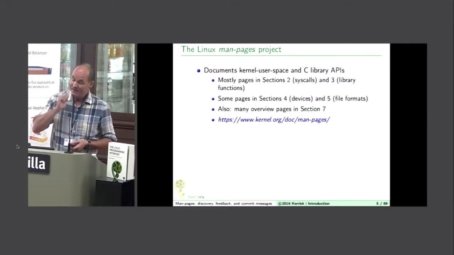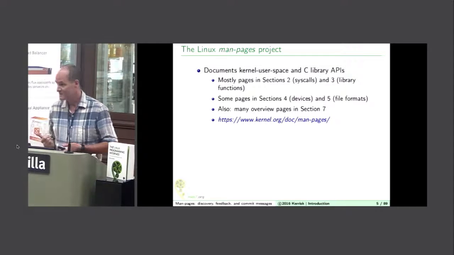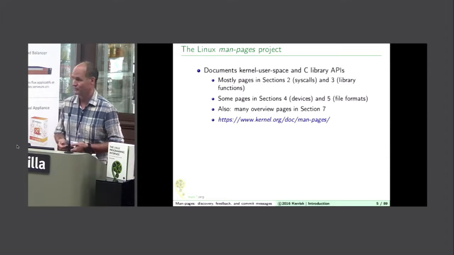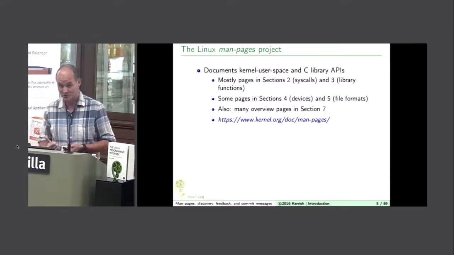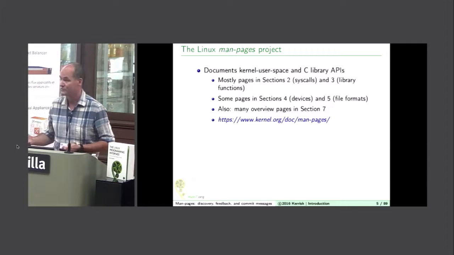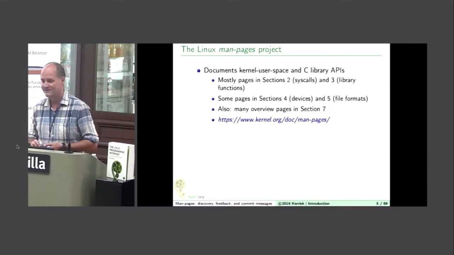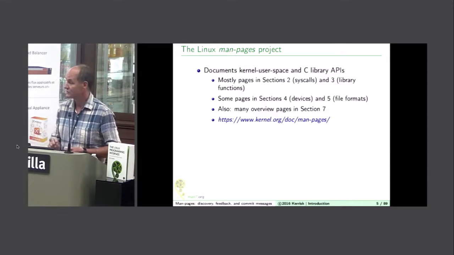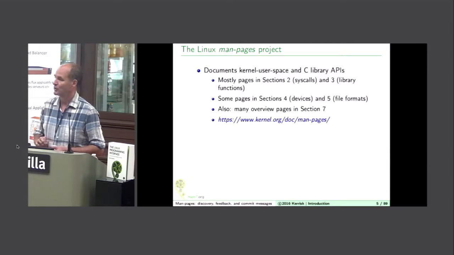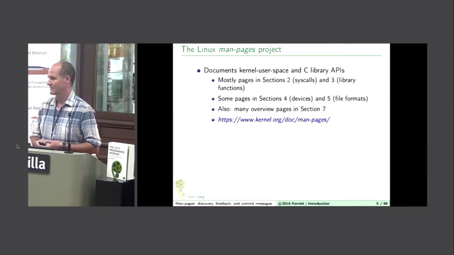The Linux man pages project is the documentation of the user space interfaces that the kernel and glibc present to the world. So especially section 2 and 3 pages, but there's also pages in section 4, devices, file formats. And one of the things I've tried to do over time while I've been with the project is add a lot more overview pages into section 7, stuff that tries to give you the big picture of how things fit together.